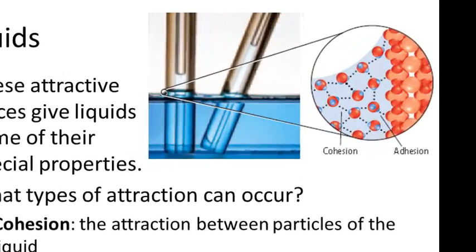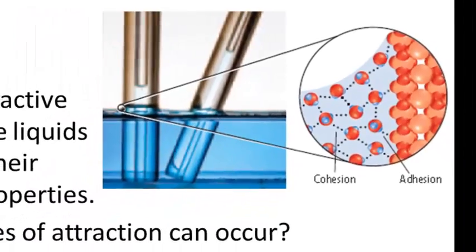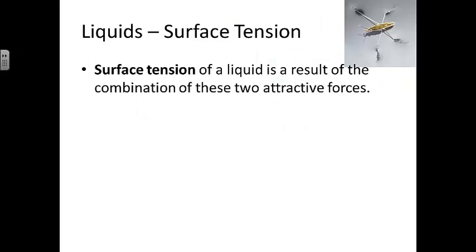We can see in this picture we have a blue liquid with glass stirring rods put into it, and if we look at the liquid where it touches the glass stirring rod, and you can see it blown up here to the side, there are attractions between the water molecules and the side of the container. Those are the adhesive forces at work there. But there are also attractive forces between the water molecules themselves, one water molecule and another, and that of course is cohesion.